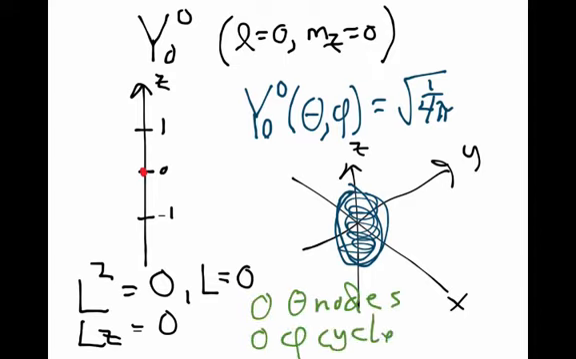So the other thing is that there's no zero crossings, since this is just a blob. So there's 0 nodes in the angle theta, and there's 0 cycles in the angle phi. So this is pretty much completely featureless.